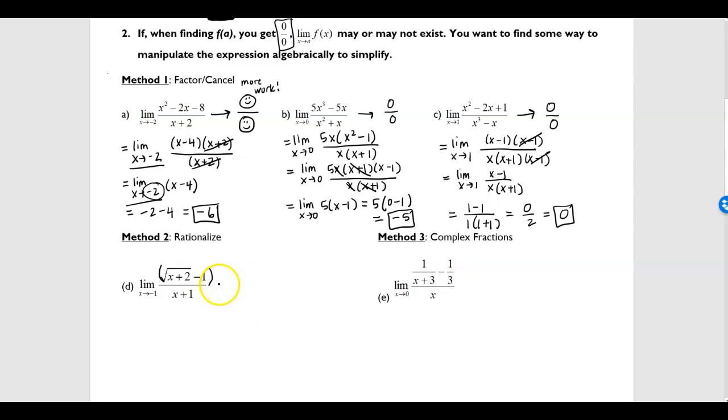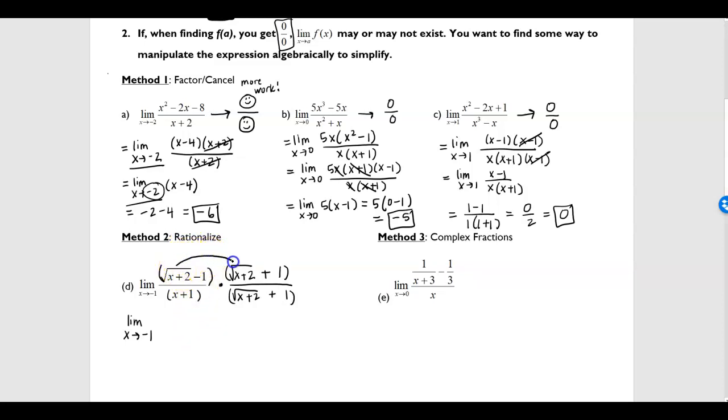I'm going to multiply by the conjugate of that. The conjugate is the same radical, square root of x plus 2, and the constant term. I'm only changing the symbol in between. So square root of x plus 2 plus 1, and then the denominator, square root of x plus 2 plus 1 as well. Whatever I do to the numerator, I have to do to the denominator. And now I'm going to expand. I actually only want to expand either the numerator or denominator, wherever the radical was to begin with. In this case, that's the numerator.